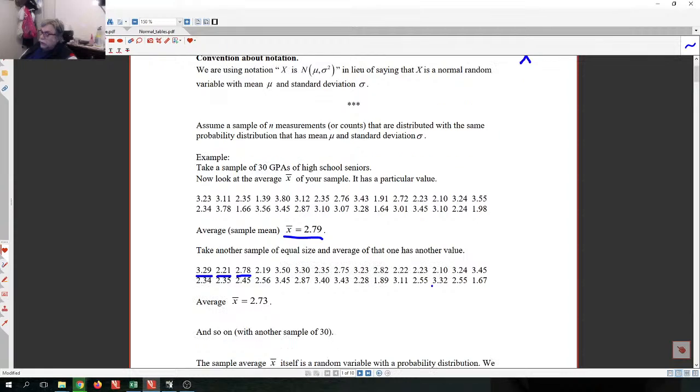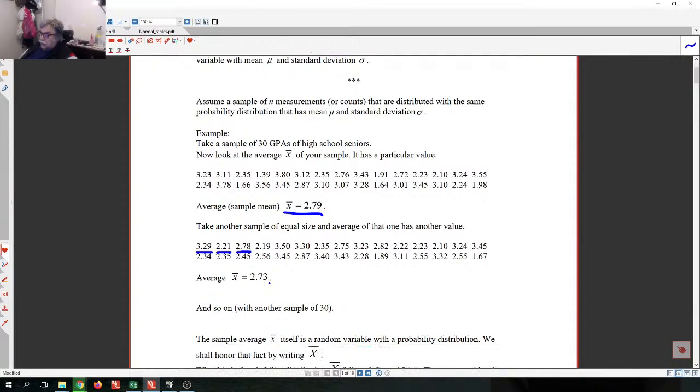Now, if you take another group of 30 students, so I have as GPA, the third individual's GPA, and on you go. In this group of 30 students, I have a somewhat lower average GPA, 2.73. Okay, and you can go on with that. You can find a third sample and a fourth sample and a fifth sample. I'm always using 30 because I want the samples to be comparable, to have the same number of entries in the sample.